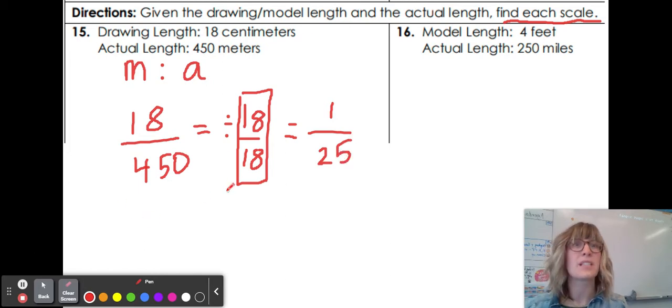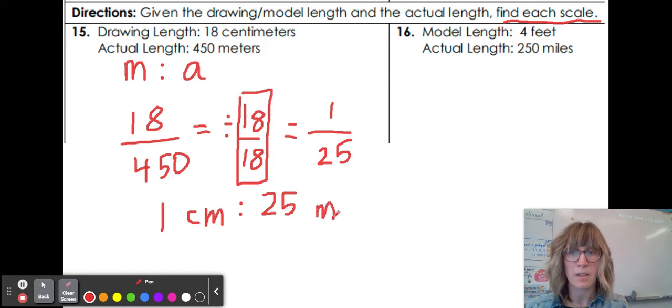So we know that we have a scale of 1 centimeter to 25 meters, our scale factor. And so when you essentially have 1 centimeter, which is kind of like a unit rate, right? But it's for scale. We want to know for 1, how many do you go in actual length? So when you go 1 in the model, what does that mean in reality?